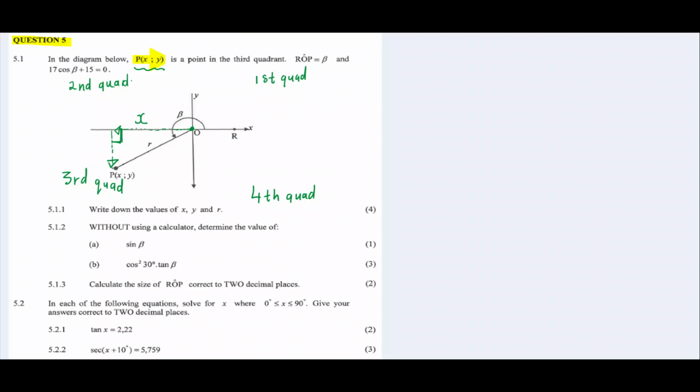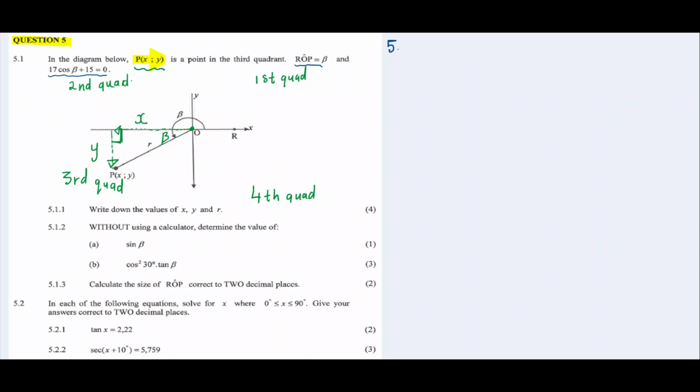So ROB, it is the angle, right? So if you take a look at this question 5.1 here, we are given ROB, which is the angle, and we are also given 17 cos beta plus 15 equal to 0, which is an equation, right? So they're saying that we need to write down the values of x and y, right? So if you take a look at the P coordinates here, we have the x coordinate here and the y coordinate there, right?